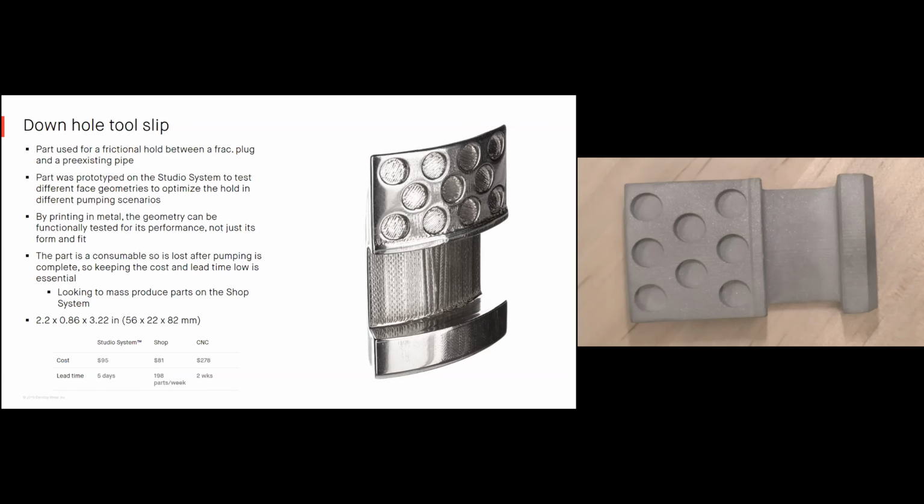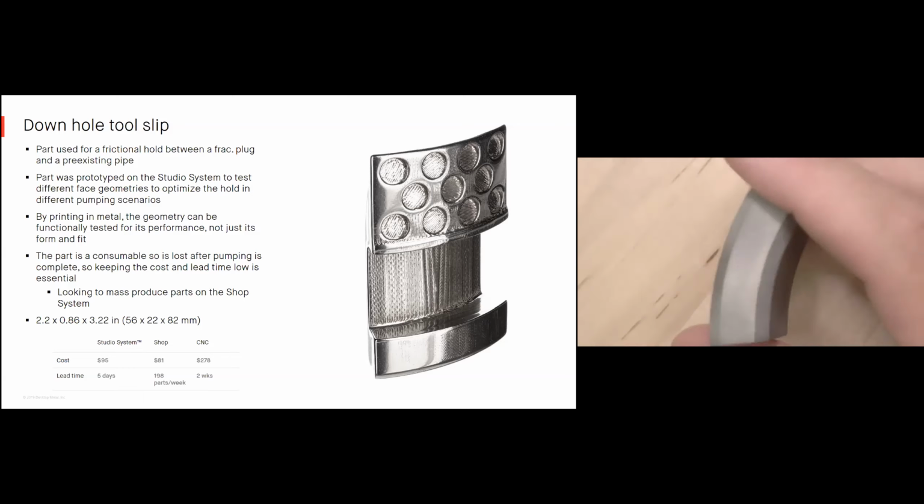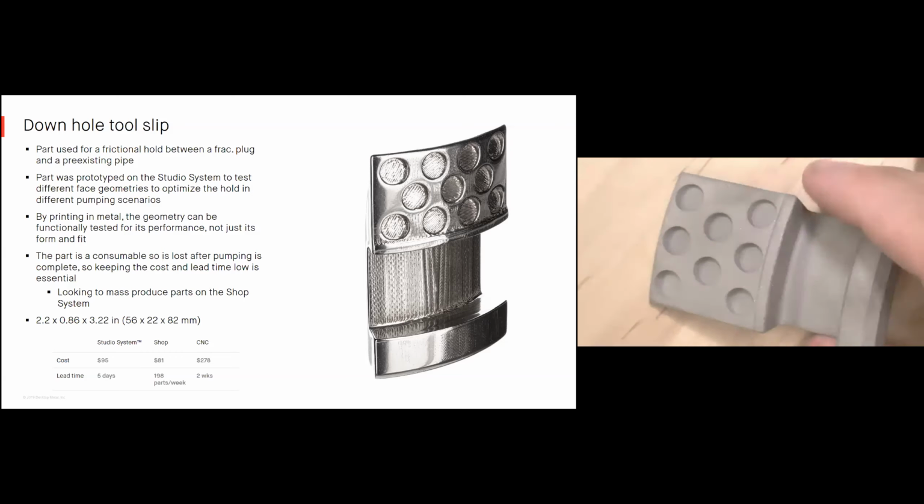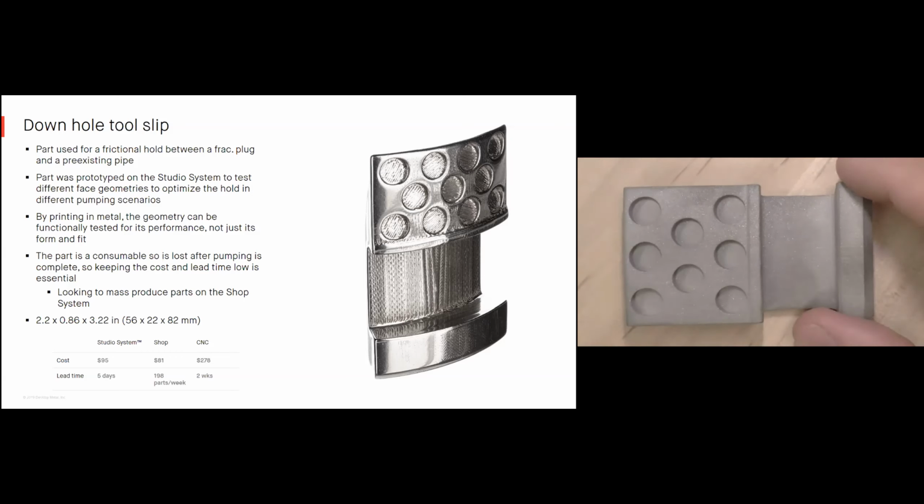On the studio system, each one of these could be produced for about $95, taking about 5 days. This is out of 17-4 stainless steel. Moving to the shop system costs about $81, and we can do about 200 of these parts per week. So we're still seeing a big cost savings and a big lead time savings over the CNC alternative for this company, which was about $278, taking about 2 weeks.